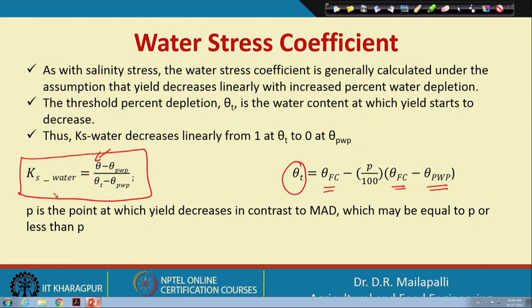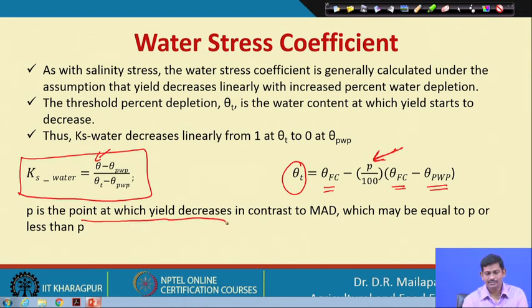So this will go to the other side, and p is basically the point at which yield decreases, in contrast to MAD. This is a threshold point at which the yield is going to decline, which may be equal to P or less than P. So whatever yield we are getting, that is the yield decrease in contrast to MAD, which may be equal to P or less than P.